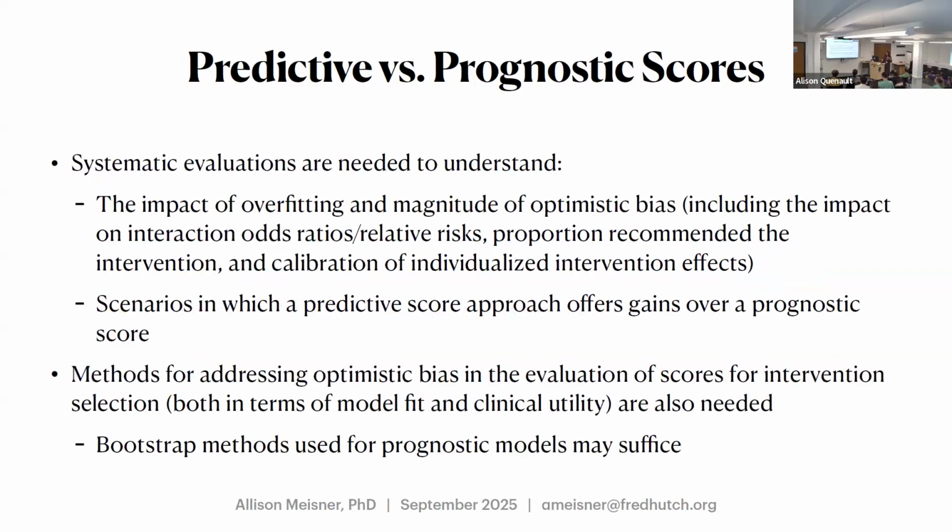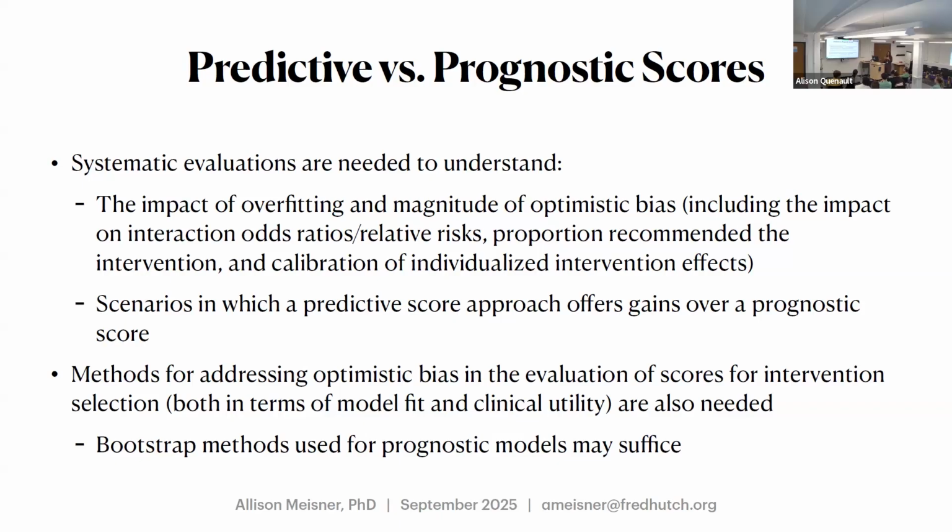And then there's some methodological work to be done here. Some of this we're going to be attempting to do in the next year, but we need systematic evaluations to understand the impact of overfitting and the magnitude of optimistic bias. This has been very well studied in the setting of prognostic models, but it's less well understood for predictive scores. And then we also need to understand scenarios in which a predictive approach offers gains over a prognostic score.